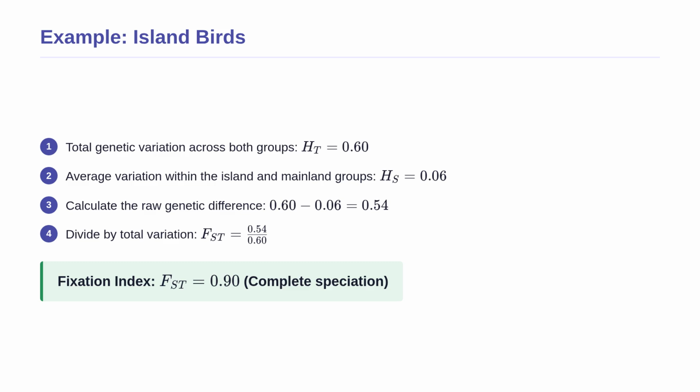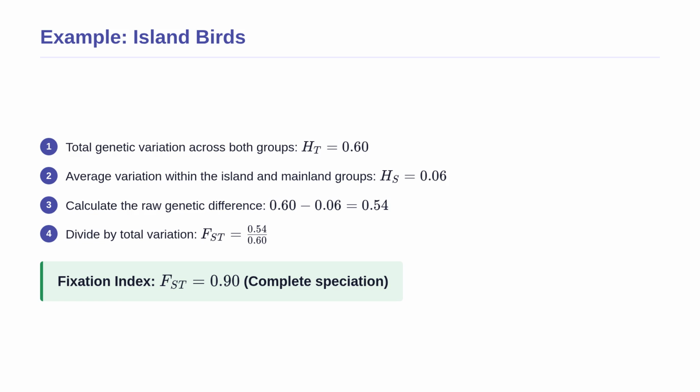Let us look at another scenario to see what completed speciation looks like mathematically. A species of bird is blown by a storm to a remote island, separating them from the mainland flock for 1,000,000 years. Researchers find the total genetic variation across both groups is 0.60. However, the average variation within the groups is only 0.06. We want to evaluate if these island birds have become a completely new species.